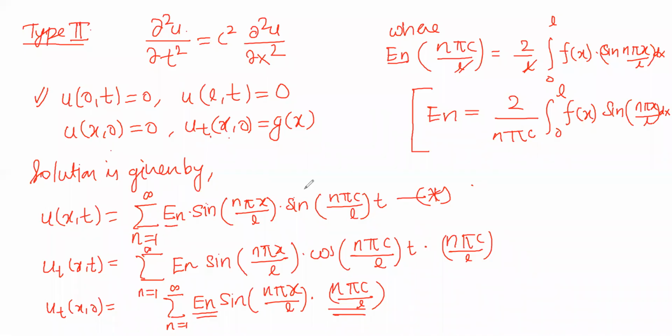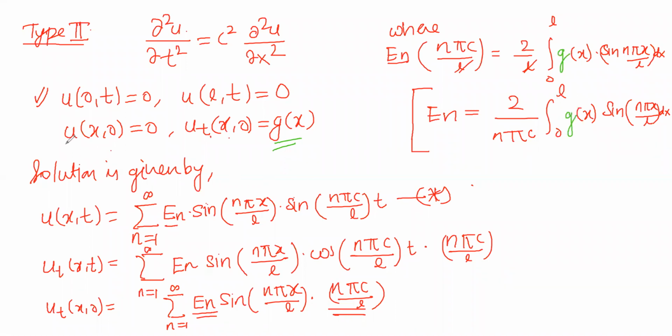And if you notice, in type 2, everywhere it is g of x. And we are using f of x here for no reason, so make a correction there. This is just g. Not a big mistake. I'm using different notations so that this looks familiar to you.